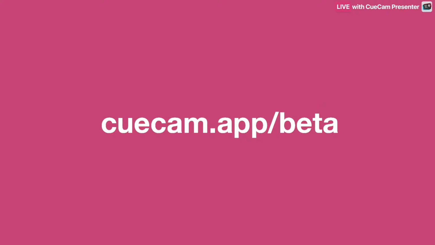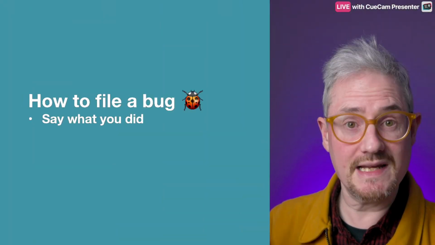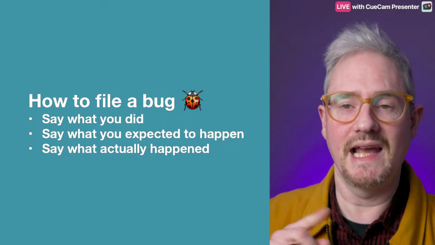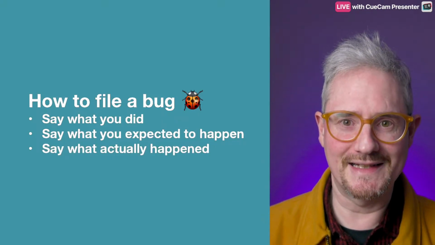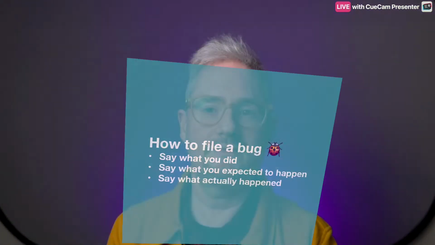So yeah, that's the progress. Lots to do, as you can see, and if you want to help, you can go to cuecam.app/beta and just download it. And if you want to file a bug, here's what you do. You say what you did, you say what you expected to happen, and then you say what actually happened. That helps me go in, figure out what you did, and see where the problem happened. Luckily, I'm getting crash reports automatically now. That's been a huge improvement over the past where I just relied on people copying and pasting them and sending in an email.